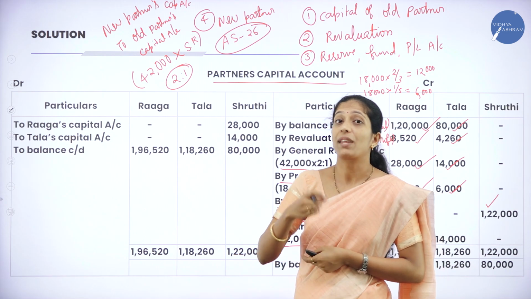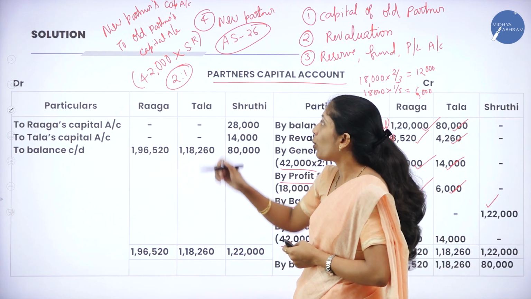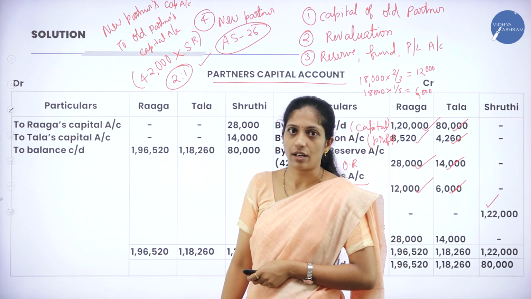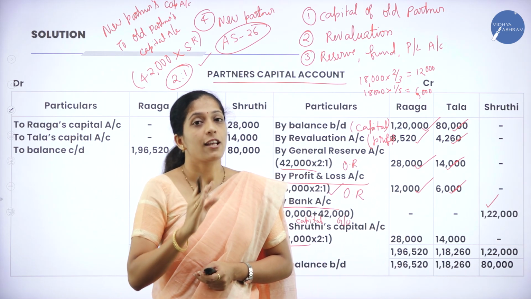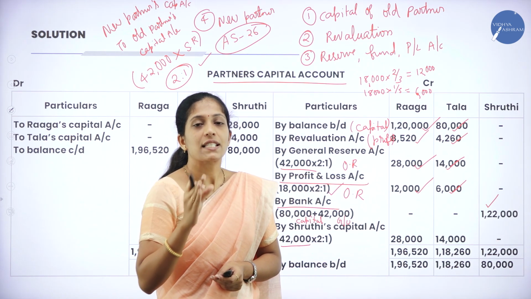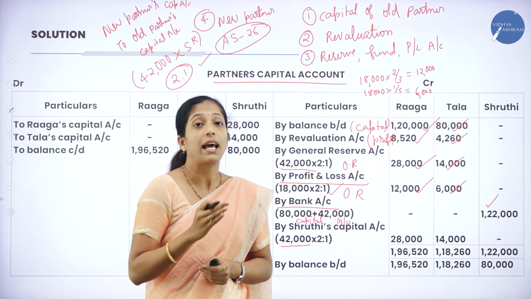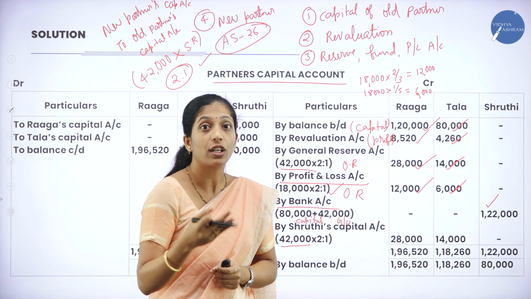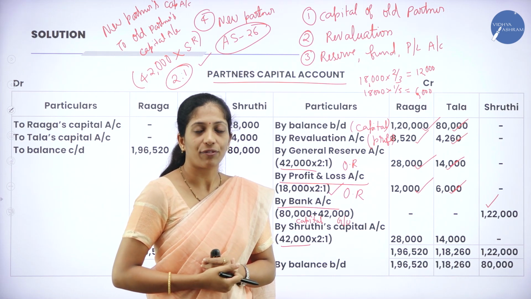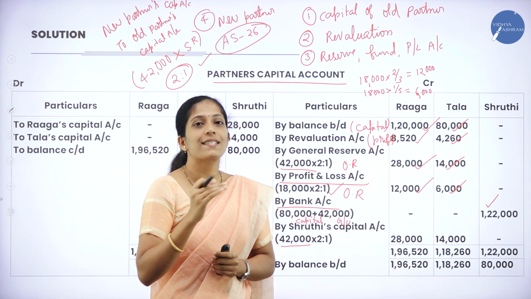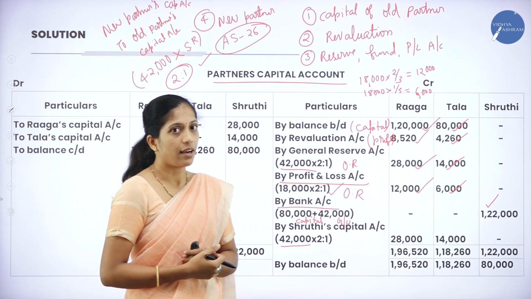But in this problem, they have not given the new ratio. So the old ratio itself is considered as the sacrifice ratio. Hope you are clear with this. No need to calculate the sacrifice ratio once again because we don't have sufficient information to calculate it. We need the new ratio to calculate the sacrifice ratio, but it has not been given in the question. So the old ratio itself is treated as the sacrifice ratio.